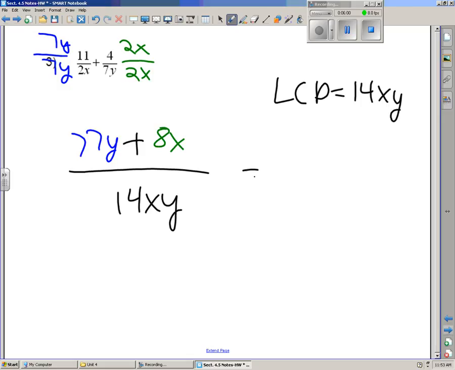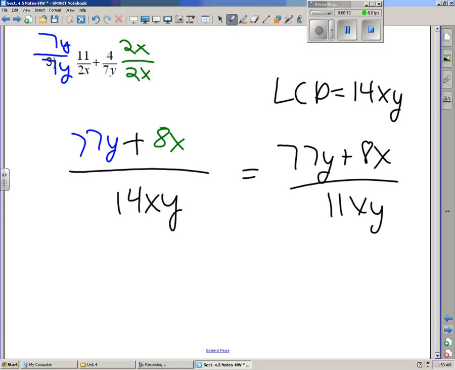I don't have anything common up top. So I'm going to write my answer all in one color, not for any particular reason, but it's going to be 77y plus 8x all over 11xy. Nothing can be simplified from here.